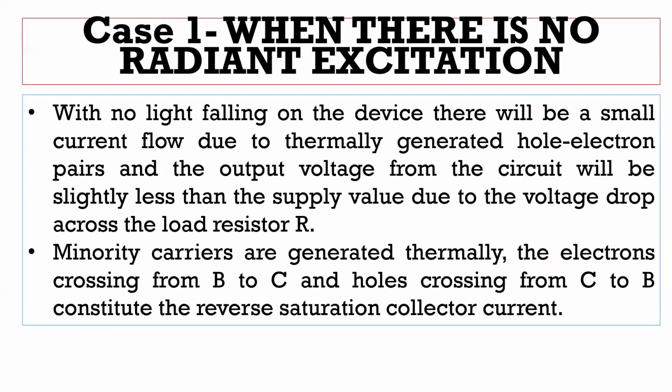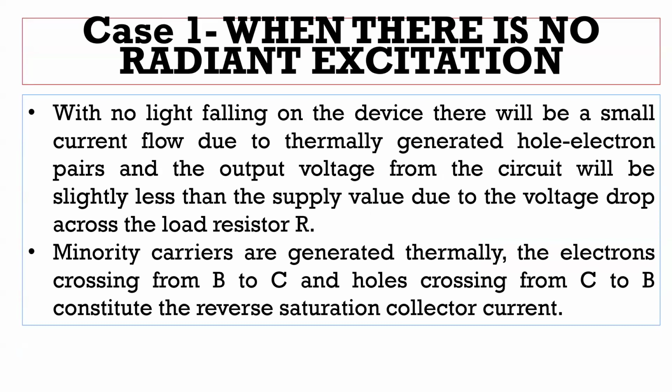So we can discuss the operation. When there is no radiation excitation, what is the meaning of that? With no light falling on the device, there will be only a small current flow due to thermally generated hole-electron pairs. Whenever P-type and N-type are put together, the normal hole-electron recombination starts, so there will be a small flow of current. And it will be slightly less than the supply value due to the voltage drop across the load resistor.